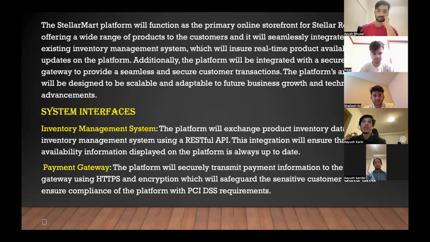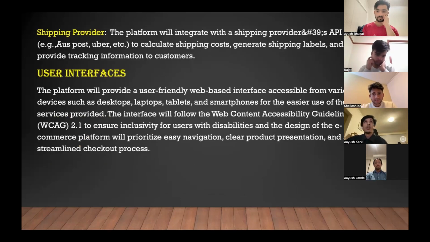The second one is the payment gateway. The platform will securely transmit payment information to the payment gateway using HTTPS and encryption, which will safeguard the sensitive data and ensure the platform's compliance with PCI DSS requirements. And the third one is the shipping provider. The platform will integrate the shipping provider API, for example, like Australia Post, Uber, etc., calculating shipping costs, generating shipping labels, and providing tracking information to customers.